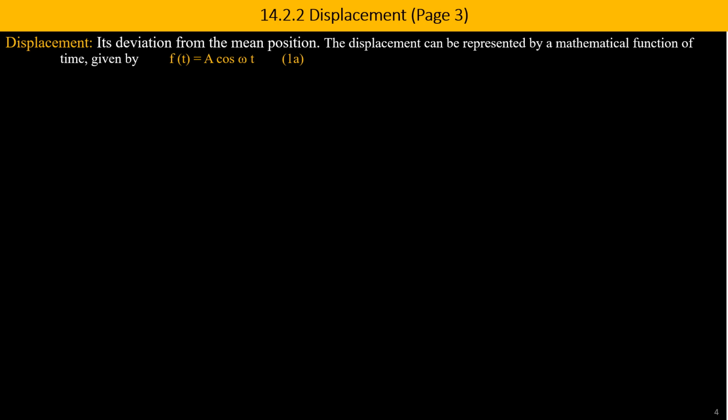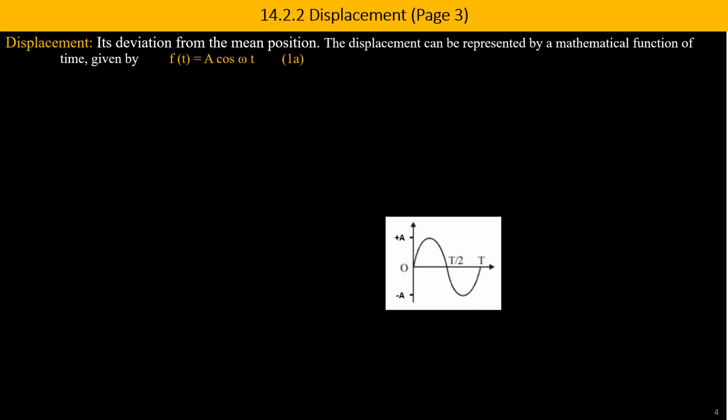If the argument, that is the angle omega t, is increased by an integral multiple of 2 pi radians, the value of the function remains the same. The function f of t is then periodic and its period capital T is given by the relation T is equal to 2 pi divided by omega. This relationship is shown in the figure on the screen. Please see here the amplitude varies between plus A to minus A and its period is capital T.